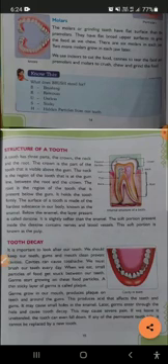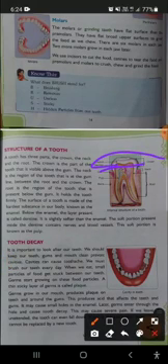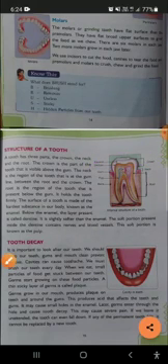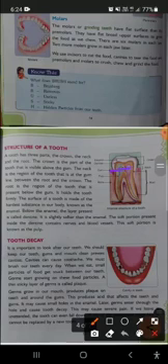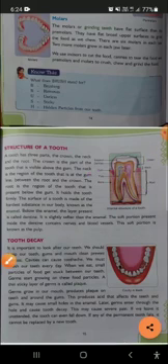The crown is the part of the tooth that is visible above the gum. The part which is visible above the gum is known as the crown. The neck is the region of the tooth that is at the gum line between the root and the crown. See, at the gum line between the crown and the root, that is the neck.